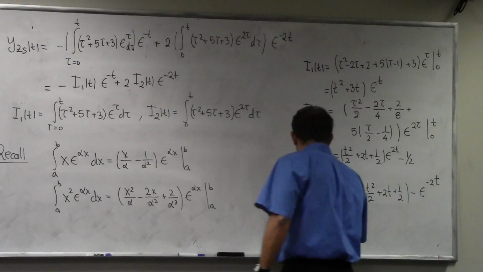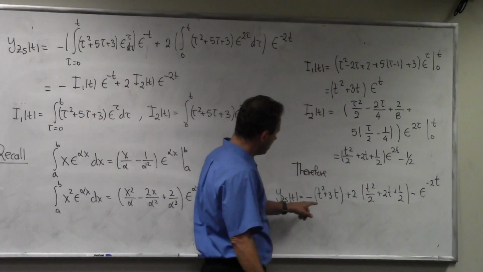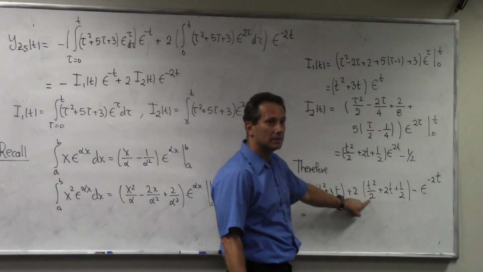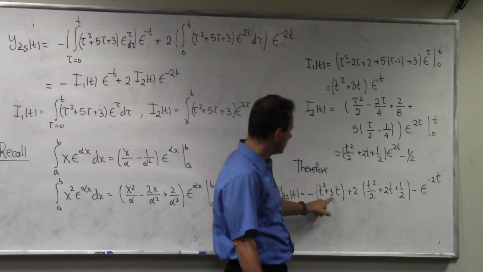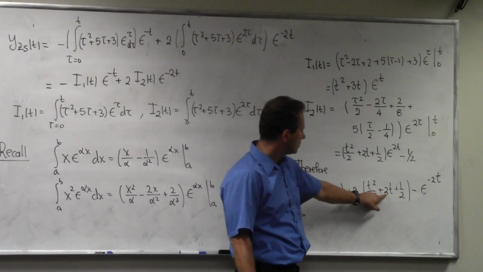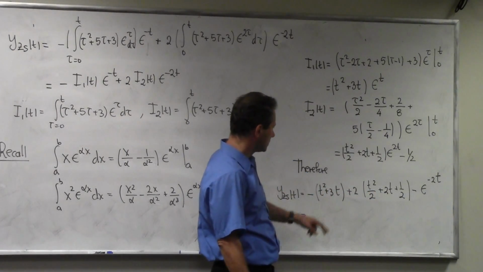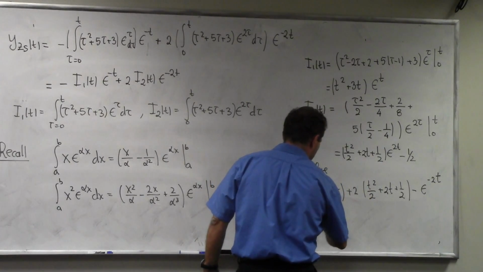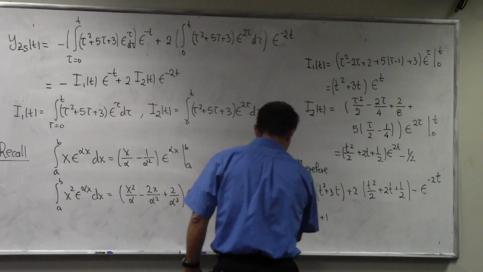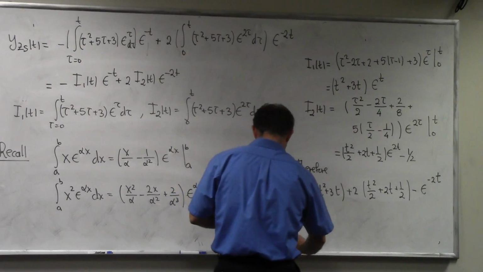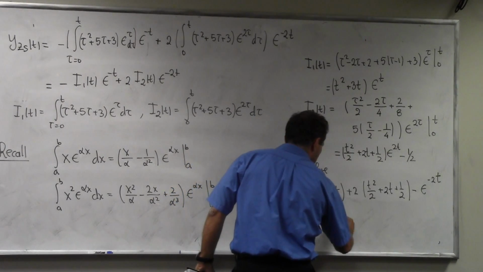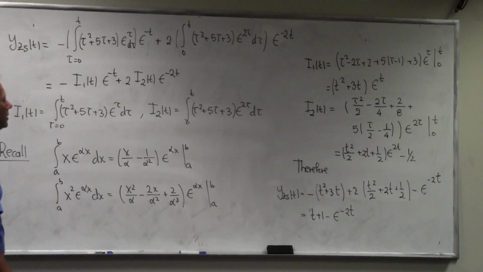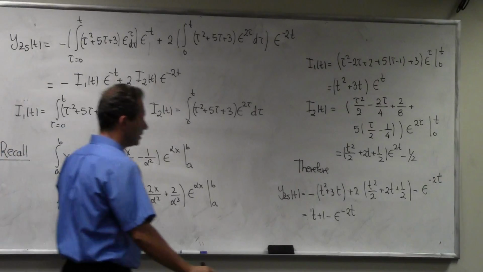Obviously, this can be cleaned up a little bit. You have minus t squared plus 2t squared over 2, which is t squared, and t squared cancel. So these two will cancel. You have 3t here. You have 2 times 2, which is 4, minus 3 is t. And then you have plus 1. So just t plus 1 minus e to the minus 2t. So this is our zero state response for t greater or equal to 0.